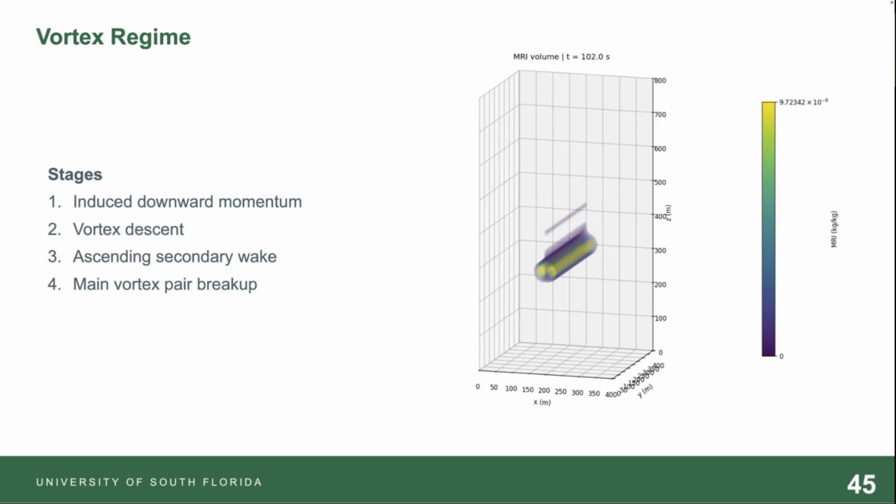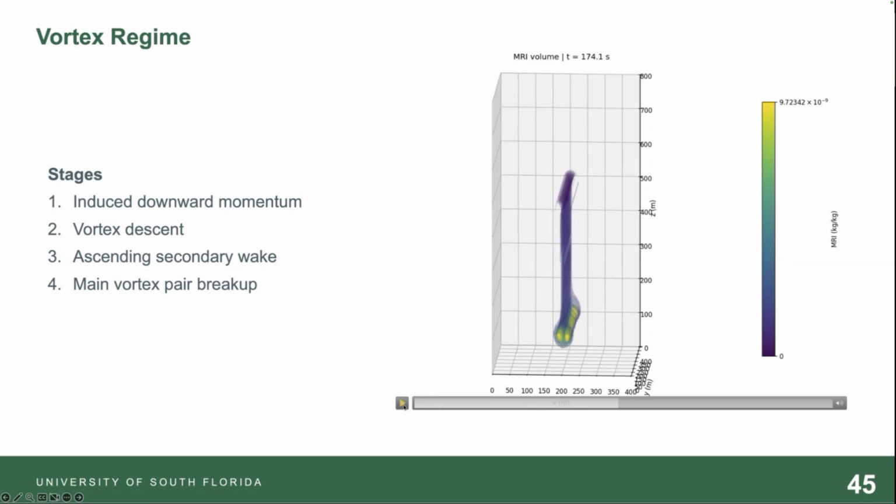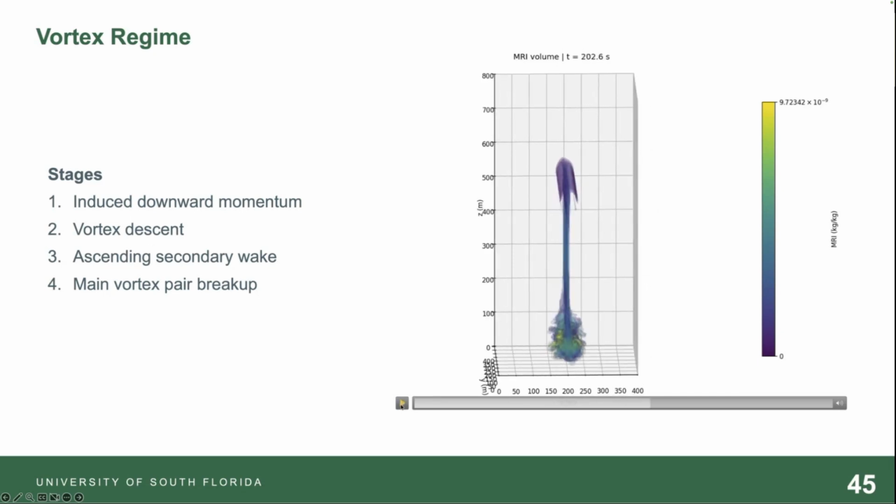And we can see that actually we have a secondary vortex pair, a secondary wake that starts ascending. So this is characteristic of some of the contrail formations that we can actually see with our own eyes in the sky. And I will compare this to a picture in just a second. And then at the end, the contrail essentially breaks up. And now all of this ice crystal population is released quite aggressively. So this is this stage right here.